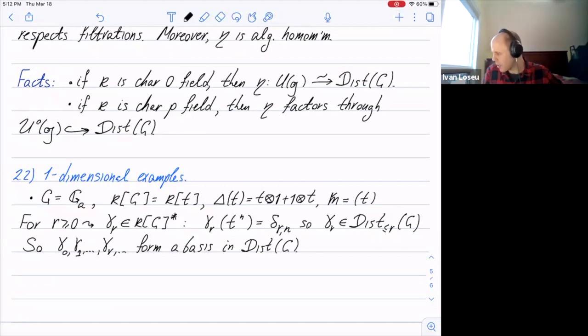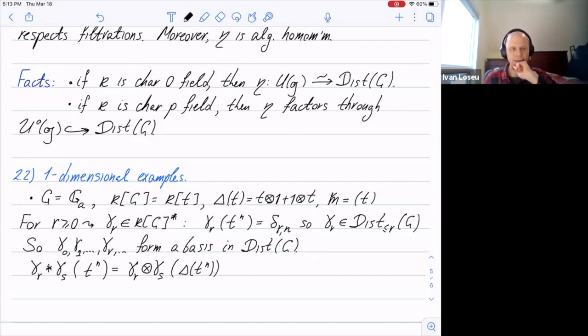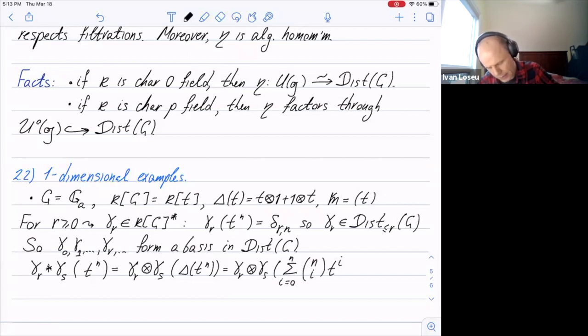I'm not going to explain the whole algebra structure, but let me tell you how these elements are multiplied. As usual, we write convolution for the product. And I want to evaluate it on elements t to the power n. So I need to apply the tensor product of gamma r and gamma s to the coproduct of t to the power n. And what is this? It's easy to see that we get the sum from i equals zero to n of n choose i, t to the i tensor t to the n minus i. Okay. And then the first factor picks t to the power r here, and the second factor picks t to the power s here.